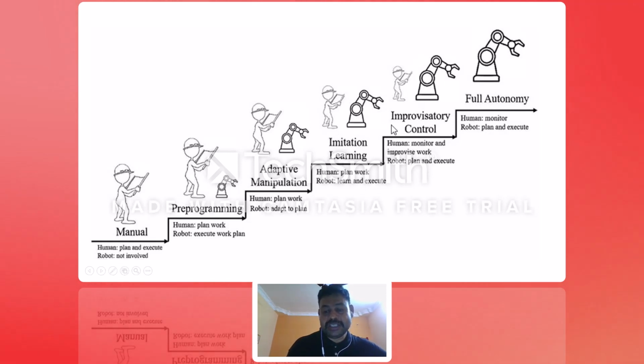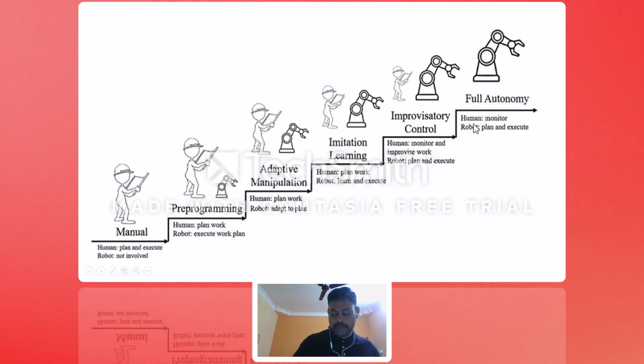Then improvisatory control: the human monitors and improvises the work, and the robot will plan and execute. Look here, the robot does everything. Here for the first time the robot plans and executes the work. Only the human takes information about the work. Then the robot will plan and execute both. It will be taken care of. Coming to the full autonomy robot, this is called the humanoid robot. The human role is just to monitor. The robot will do the plan and execute.